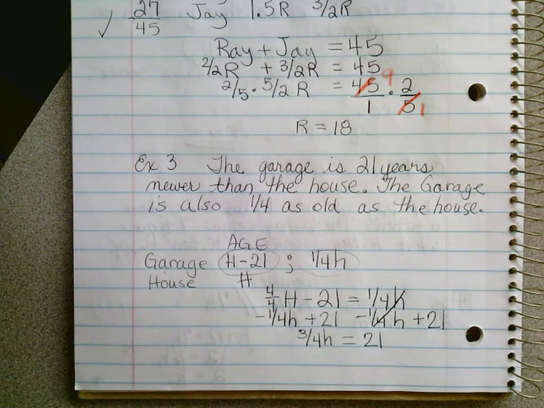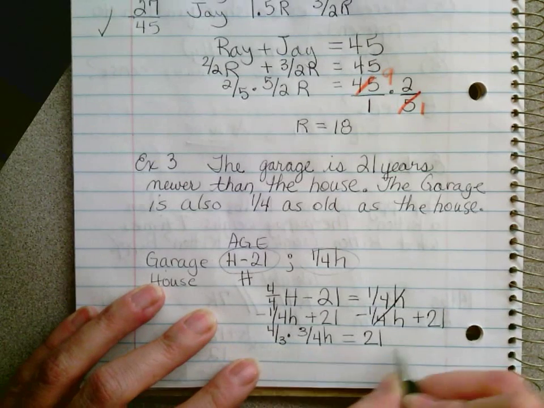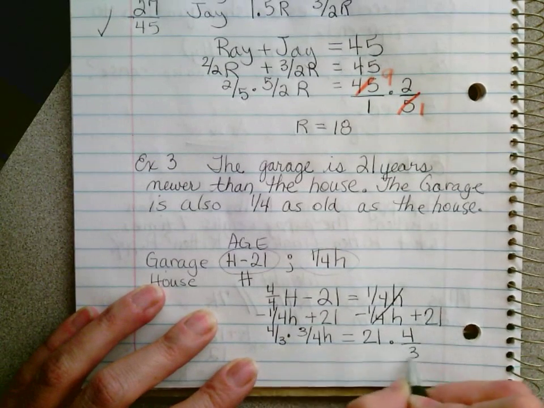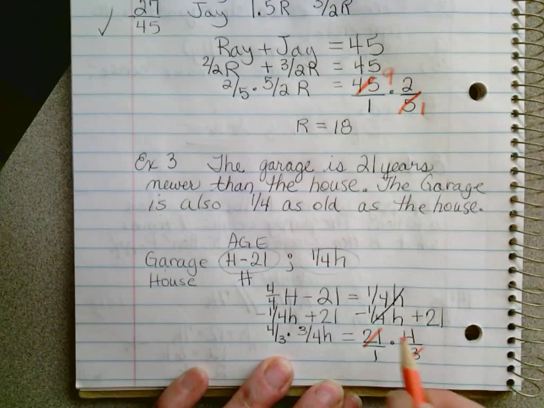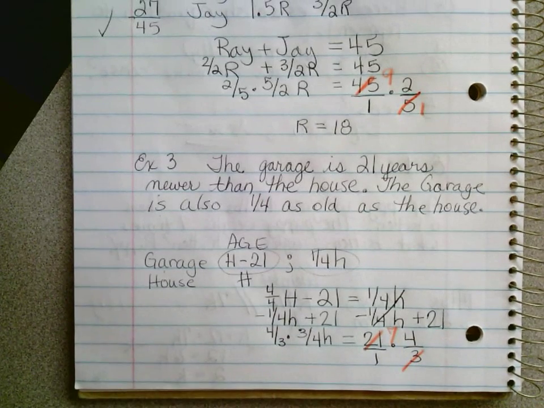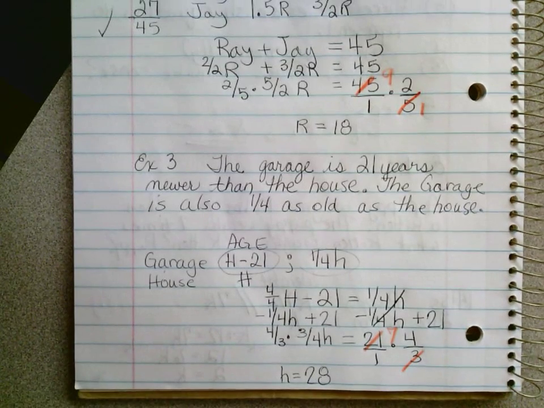3/4 H. Can't divide by a fraction, so we are going to multiply by the reciprocal. Oh, look, the people who wrote the book thought about fractions. Looks like house is 28. Would you all agree with me?